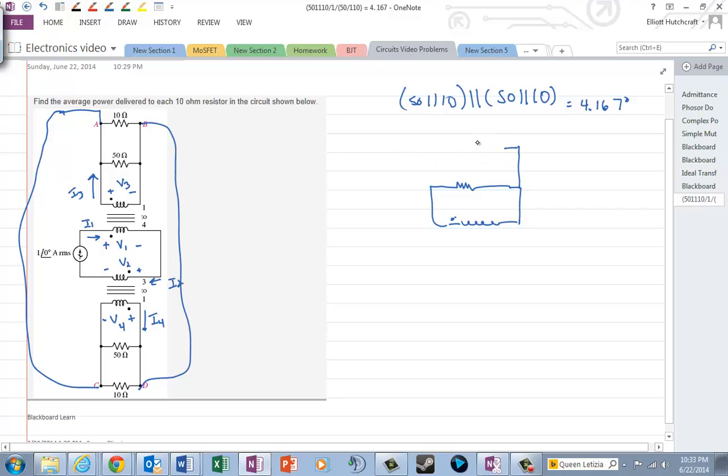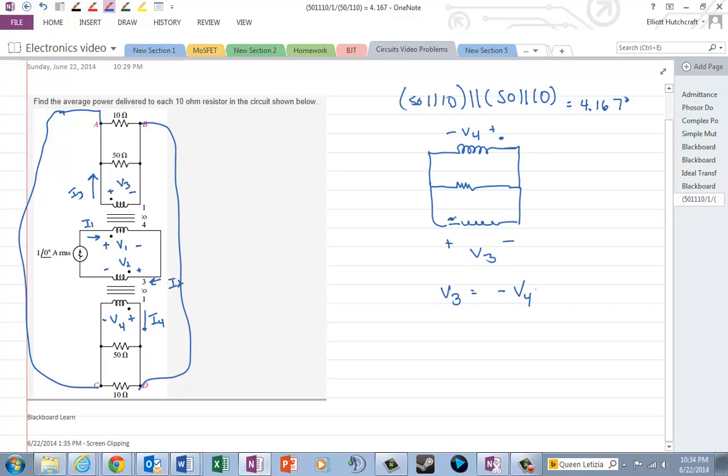That was not a very good transformer at all. Let's draw it again. So I'd have the dot up there for that one. So here is V3. Here is V4. Now notice one thing we can say is V3 is equal to minus V4, because they're in parallel with each other, and that's an important equation for us.